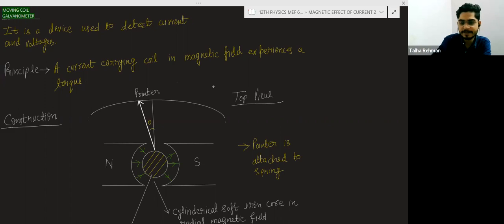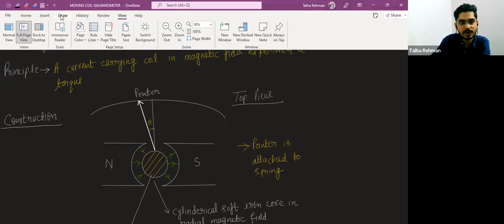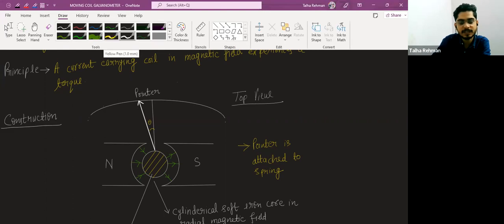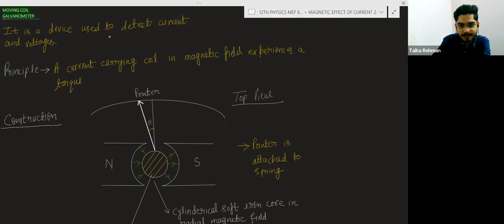And you can add one more point. This green color arrows or lines representing the radial magnetic field. Okay, radial magnetic field. I will explain what is radial magnetic field. Note down this. This is the scale of the galvanometer. You can just complete this.